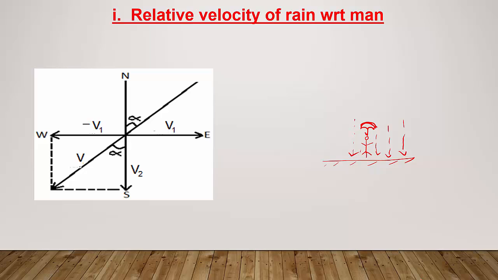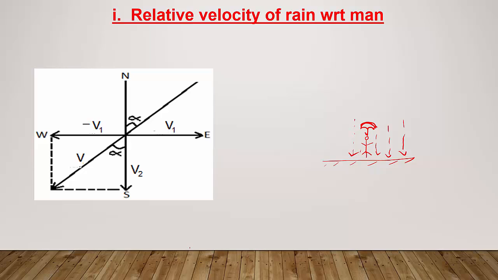But now what happens if the man is moving, or if a man is walking? In which direction does the man have to hold the umbrella? That is the question. How to hold the umbrella when the man is walking in the rainfall? So this is the situation we are going to consider here. Let us find the relative velocity of rain with respect to man.